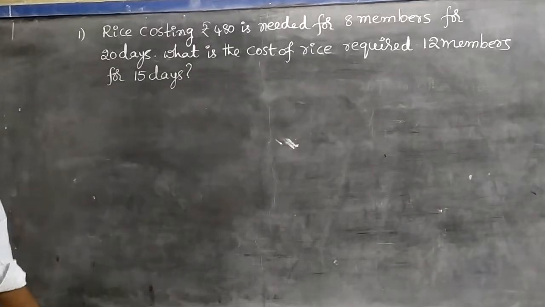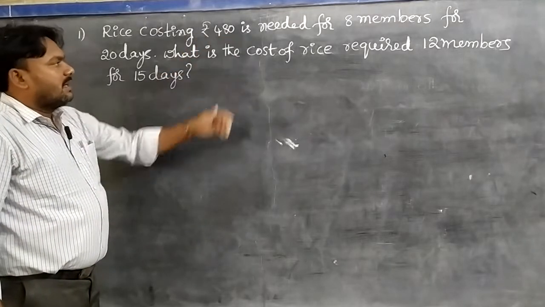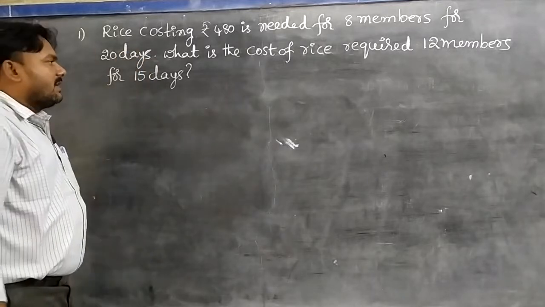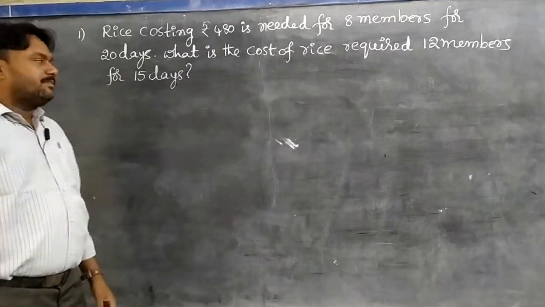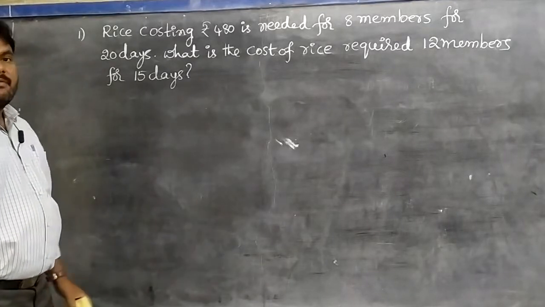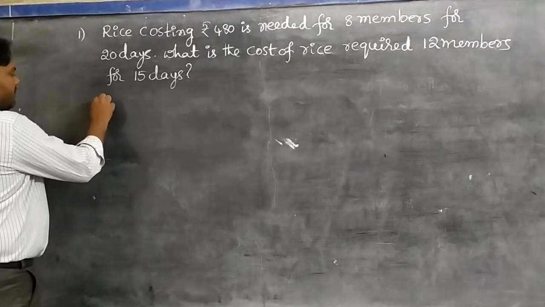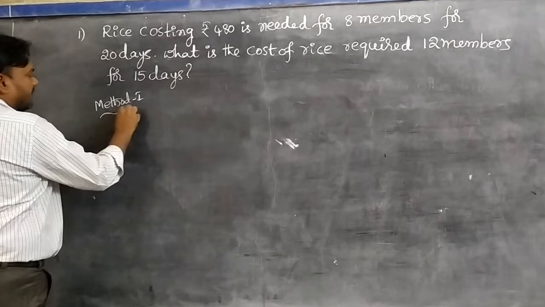Yes students, analyze the first problem. Rice costing 480 rupees is needed for 8 members for 20 days. What is the cost of rice required for 12 members for 15 days? Observe, first of all method 1, the academic method.